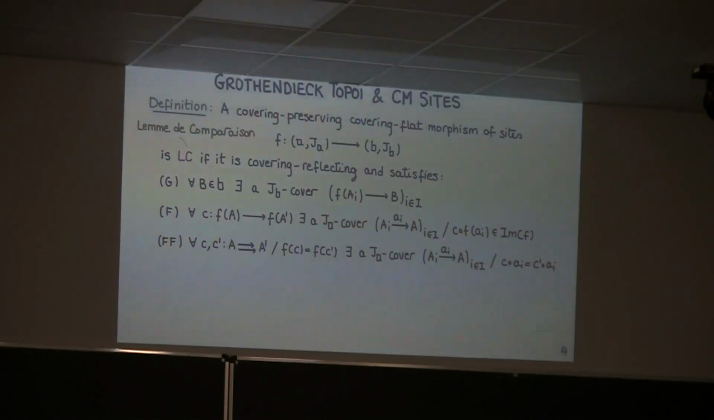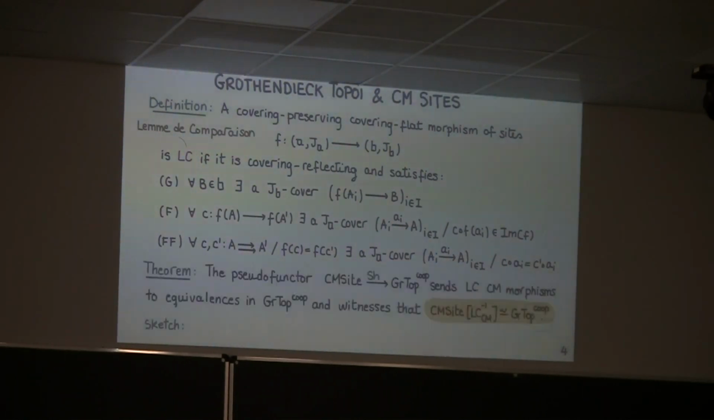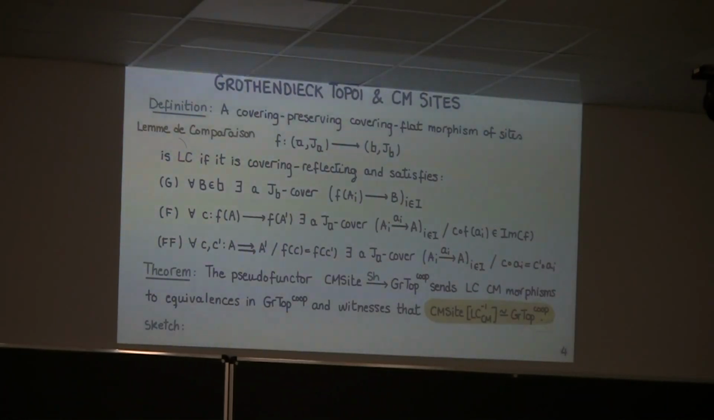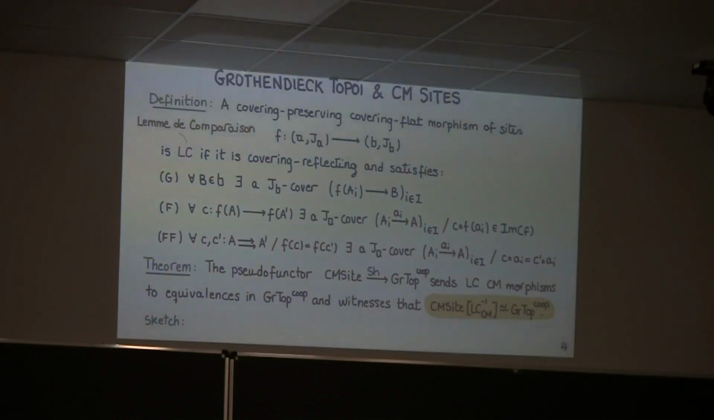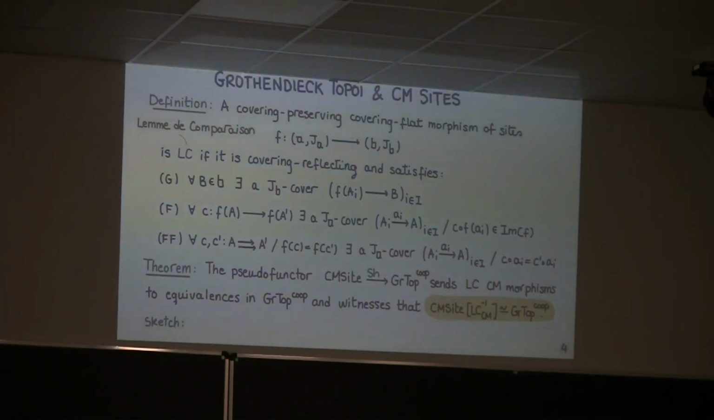So I mean, this is written technically here, but that's basically the idea. And so we have the following theorem. If I take this two-category of covered monoids, I take the pseudo-functor, which on objects is just taking sheaves. I won't enter into the details of the morphisms and the 2-cells, but then this pseudo-functor will send the lambda comparison covering monomorphisms to equivalences in the double-loop, if you want, of Grothendieck topoi.